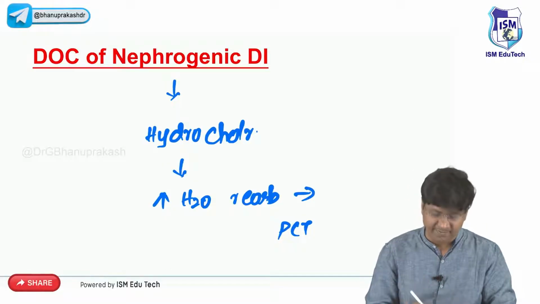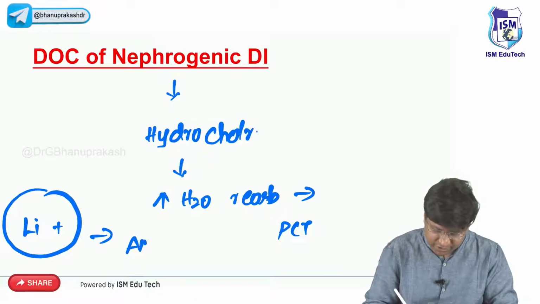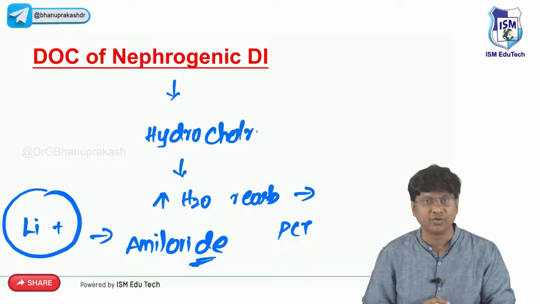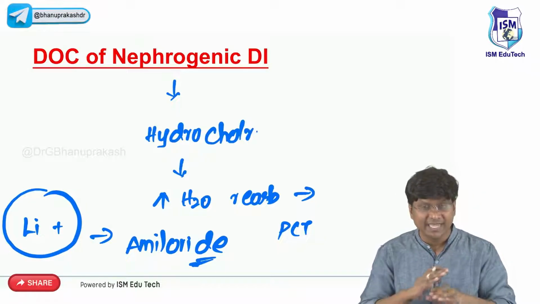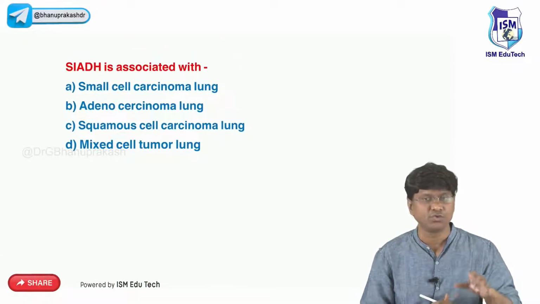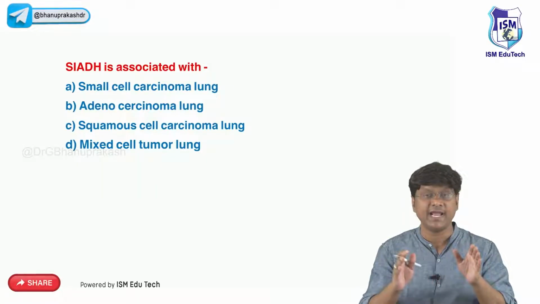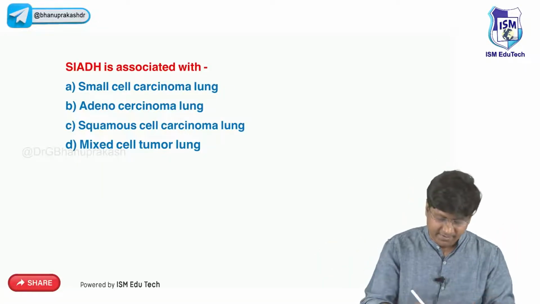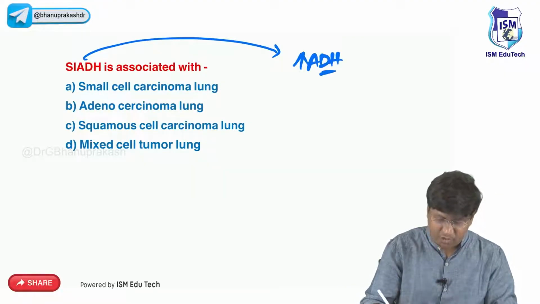And one more question that can be asked is, in lithium induced diabetes insipidus, the drug of choice will be amiloride, right? So this is about the story related to diabetes insipidus. Now, exactly contrary to that, we'll discuss SIADH. What was diabetes insipidus? Where there is a decrease in antidiuretic hormone or antidiuretic hormone resistance. But in SIADH, there are increased antidiuretic hormone levels.